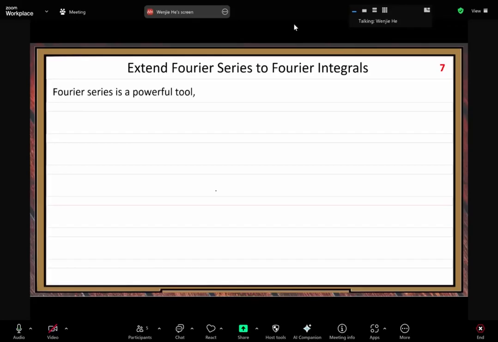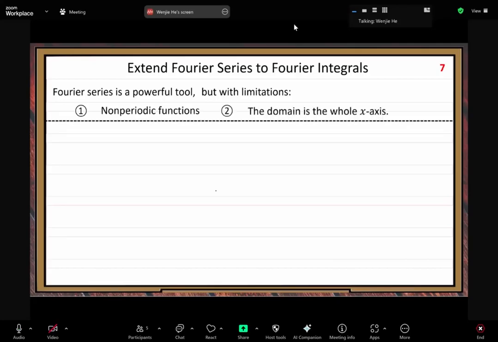How to do the extension? It's a powerful tool with a limitation for non-periodic functions. Also, the domain is the whole x-axis, because a periodic domain is on one interval, right? How about an arbitrary function defined on the whole x-axis? Then you cannot apply the Fourier series tool. So that's the limitation. Now we want to find a way to represent a function even with these properties, non-periodic and defined on the whole x-axis, so we can still calculate.